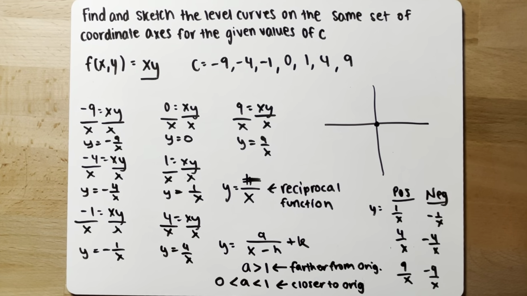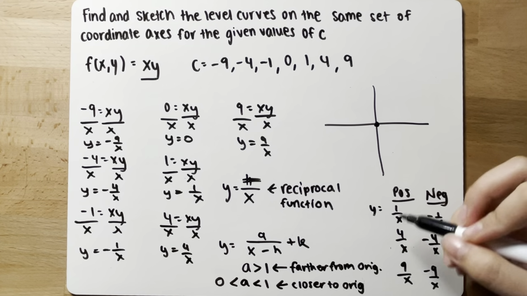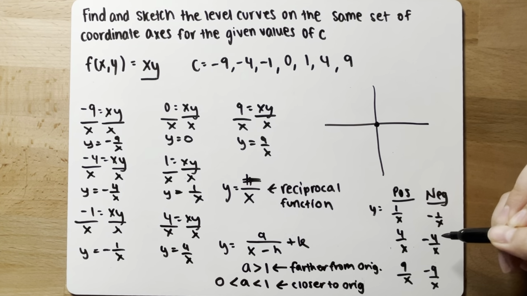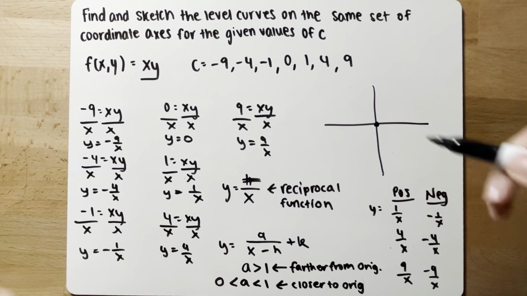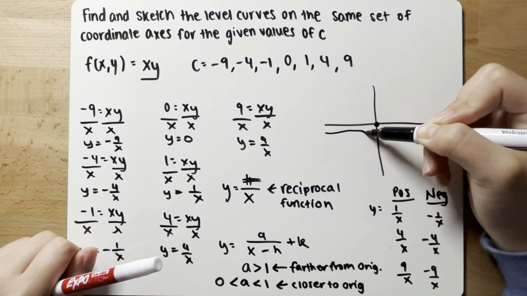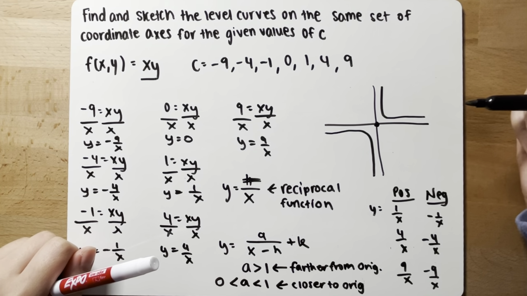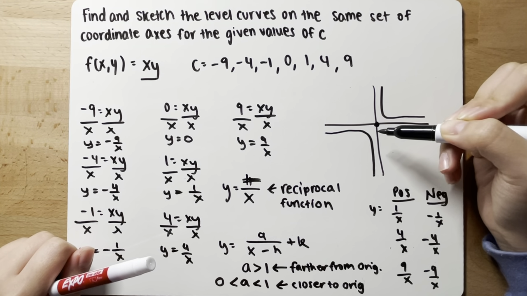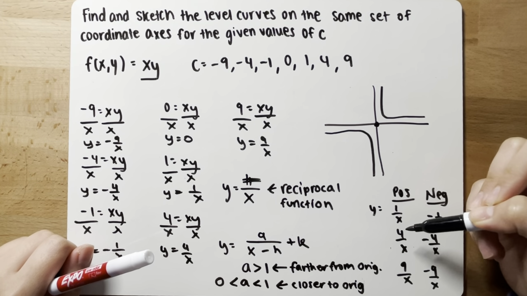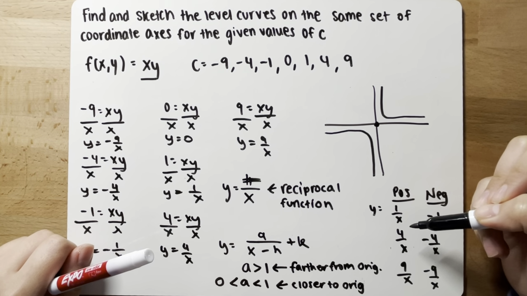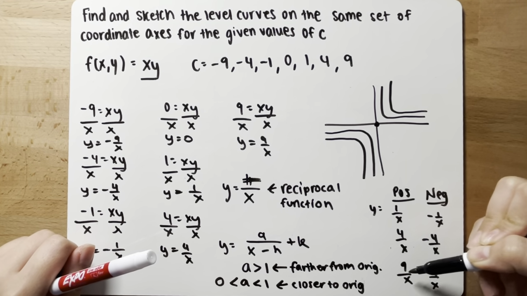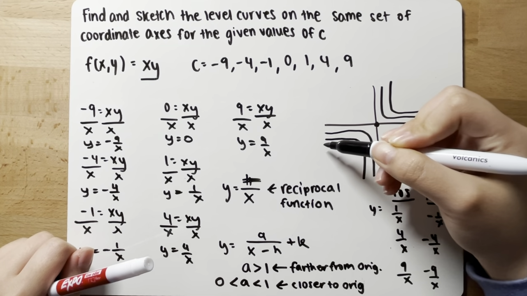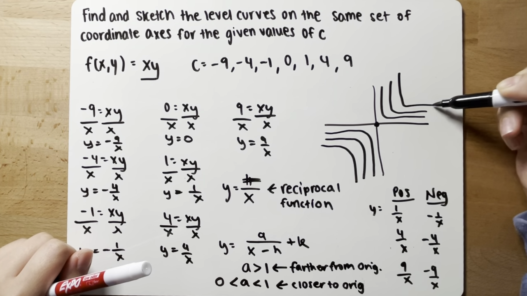Okay, so the general graph for these curves, let's begin with the one closest to the origin. So in the positive side, you have 1 over x. So this would be 1 over x. Now, 4 over x, 4 is greater than 1, which means that it will be farther from the origin, so it will look like this. And 9 is greater than 4, which is greater than 1, so it will be even farther from the origin, so it will look like this.